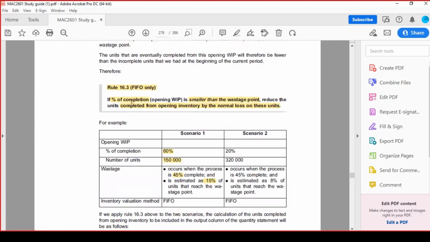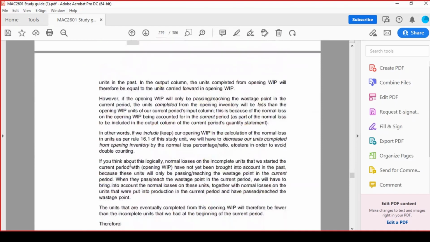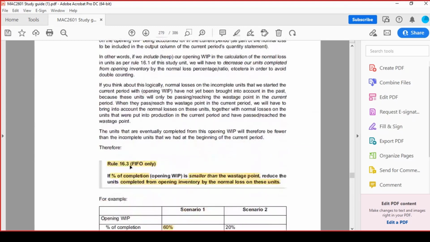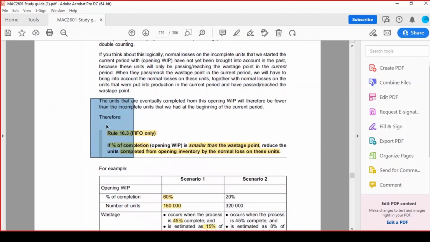So first in, first out affects the, remember when we were doing the rules, guys, the first time, you will have your input, then you'll have your output. And first in, first out says that you must split it according to opening inventory and current year's production, right? So this rule that we're talking about is for this opening inventory under your output column.